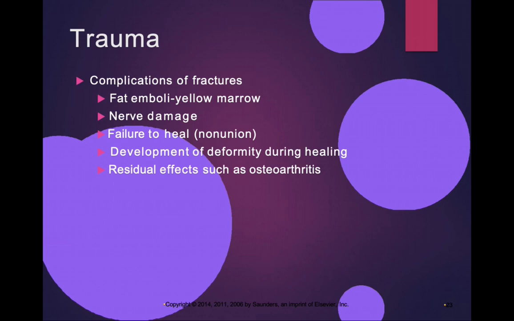The failure to heal, just simply non-union, or development of a deformity during healing. And then if it doesn't heal properly, now you have two bones that are articulating with each other at a joint that aren't in the best alignment, and then you start to get degenerative joint disease or osteoarthritis. Right? When you have two bones that are not aligned and they continue to move and function, they strip away the cartilage and they degenerate and break down.